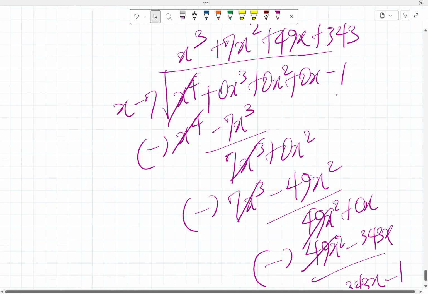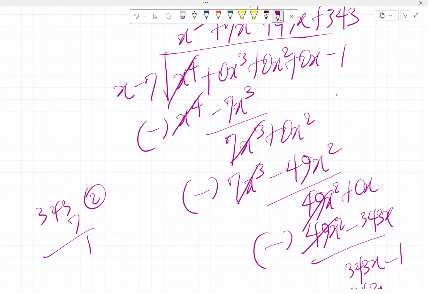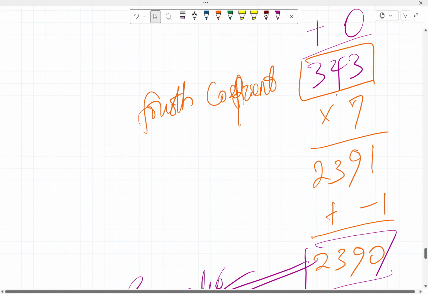343 times minus 7. Well, okay, I think it works. 343 times 7, to be sure now. 7 times 3, 21. We have 2. 7 times 4 is 28 plus 2, 30. So we have 3. 7 times 3, 21, plus 3. Oh, I think that's where something must have been wrong. So that's 2401. That's where I must have got something wrong.